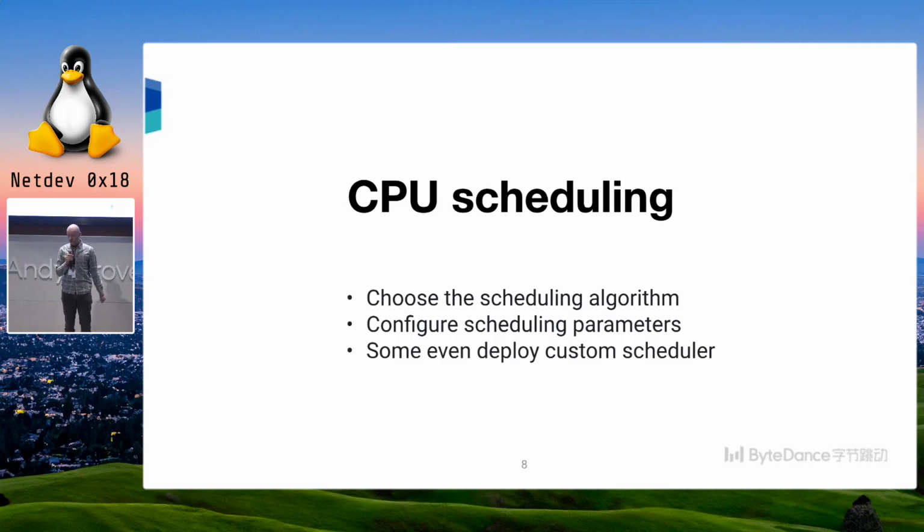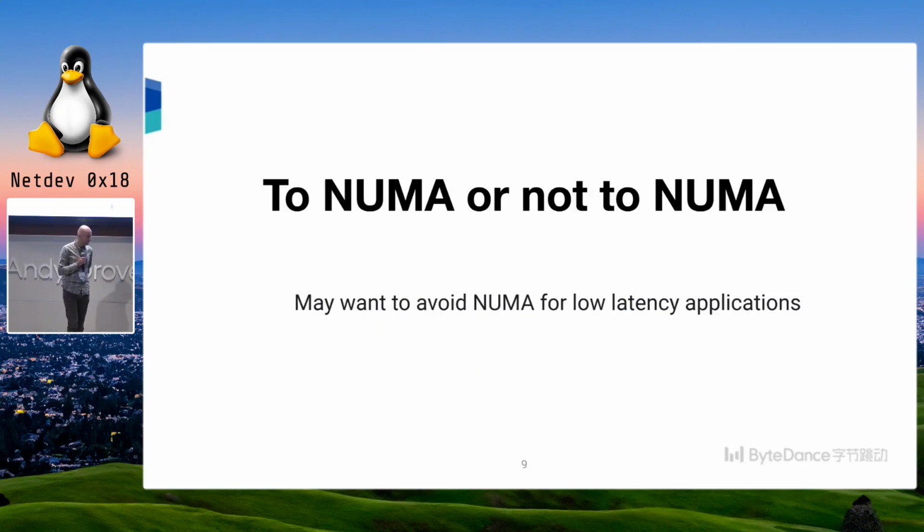So CPU scheduling, one of the first ones. Obviously, the scheduling algorithm, and as I said, sometimes it makes so much value to even come up with a custom one that's only working for you or for your company. We want to look into changing the parameters of the scheduler because those schedulers are usually configurable.